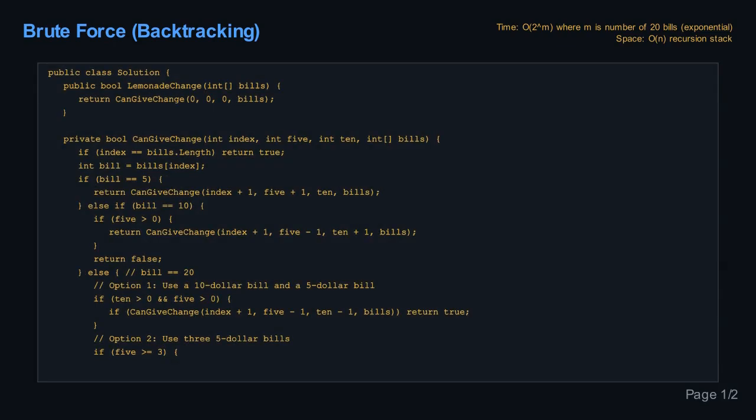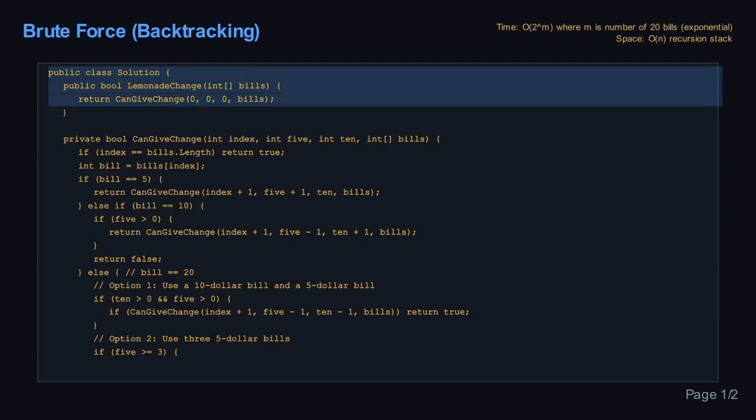This is often called a brute force approach. For our lemonade stand, when a customer pays with a $20 bill and we need to give $15 change, we have two options: either give one $10 bill and one $5 bill, or give three $5 bills. A brute force strategy would try both of these options. It would essentially ask, if I choose to give change this way, can I still successfully give change to all future customers? If one path fails, it would backtrack and try the other path.